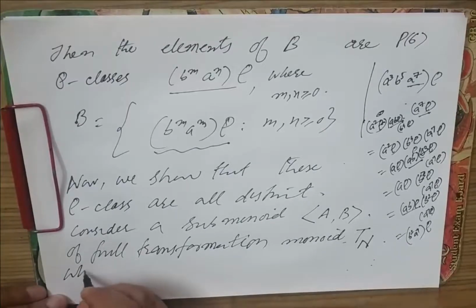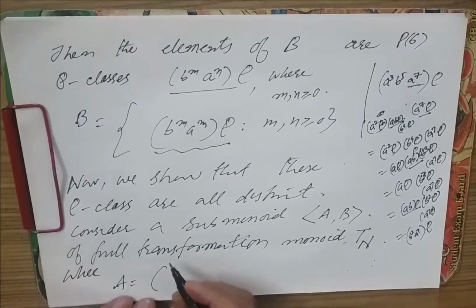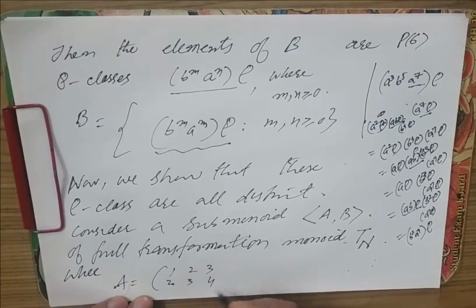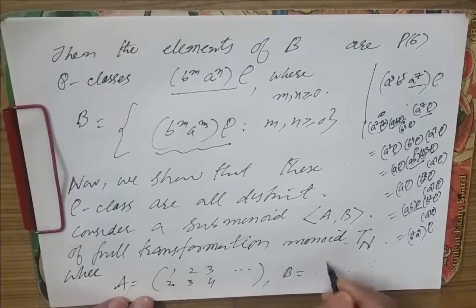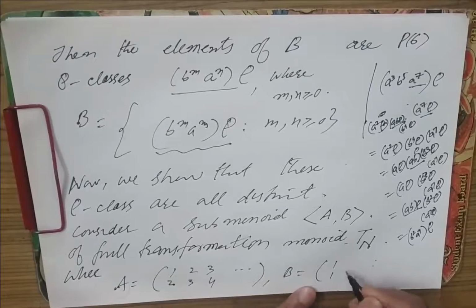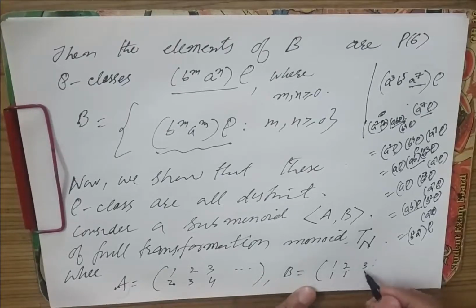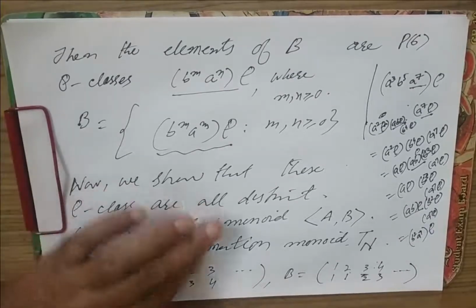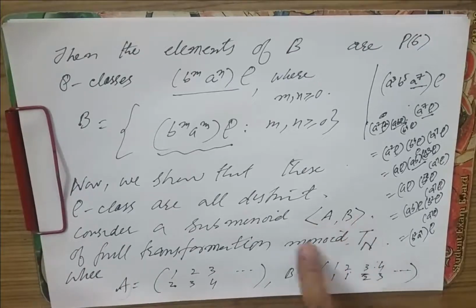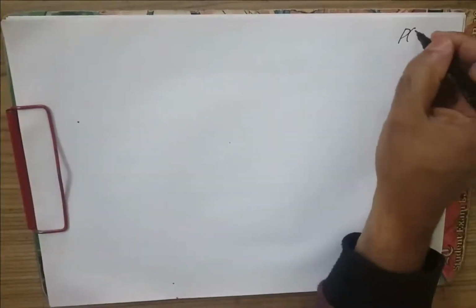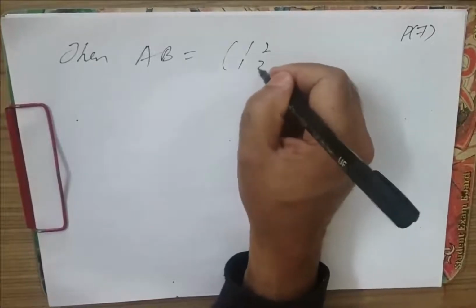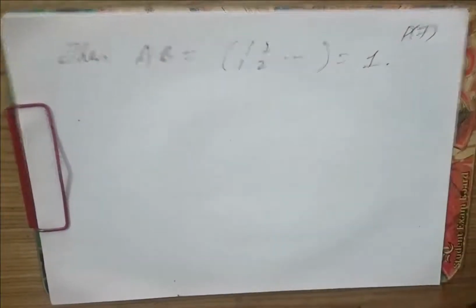And what is this A? It is the transformation where 1 goes to 2, then 2 goes to 3, 3 goes to 4, and so on. And what's B? B is the transformation where 1 goes to 1, 2 goes to 1, then 3 goes to 2, 4 goes to 3, and so on. So this is the submonoid of Tn generated by A and B. And you can see this product AB is equal to identity. Then the product AB is 1 goes to 1, 2 goes to 2, and so on. That's equal to 1, the identity of this monoid.